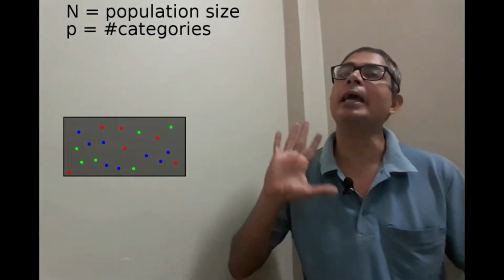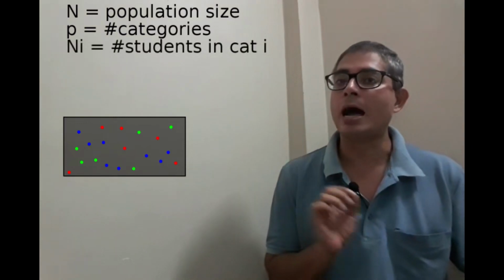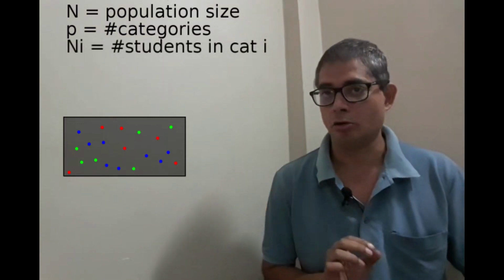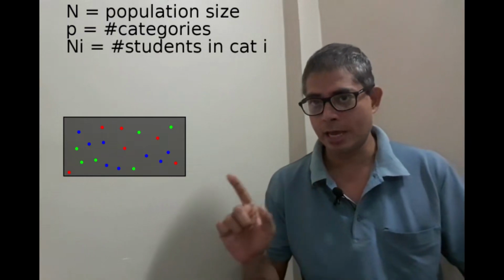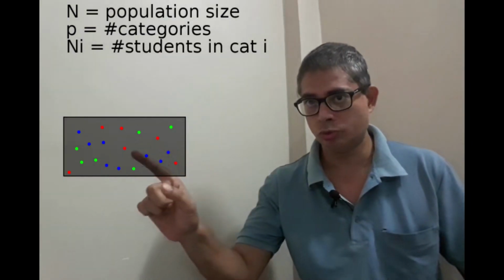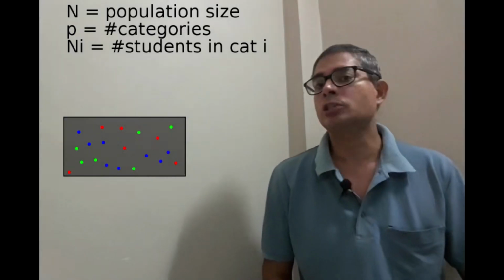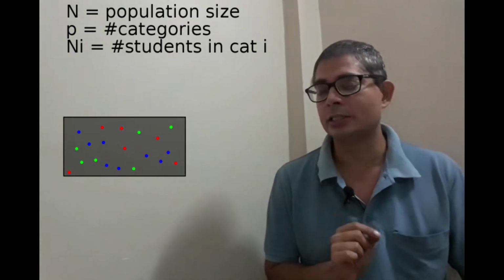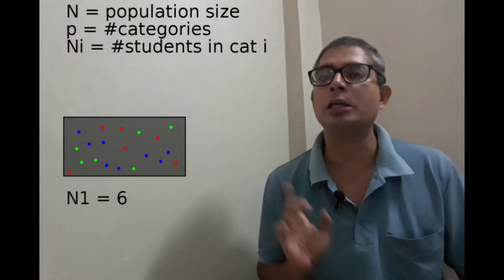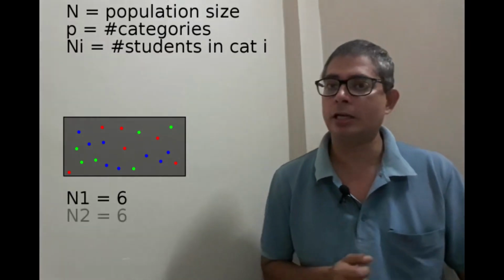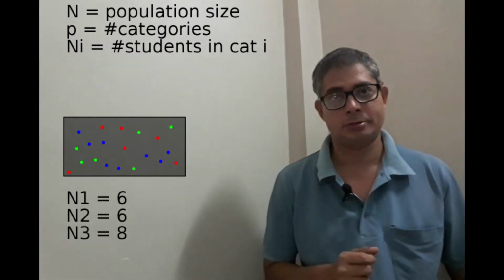Suppose that out of the N students, N_i belong to the ith category. For example, here we have 1, 2, 3, 4, 5, 6 red points. So if red denotes the first category, then we have N_1 equal to 6. Similarly for the other two categories.